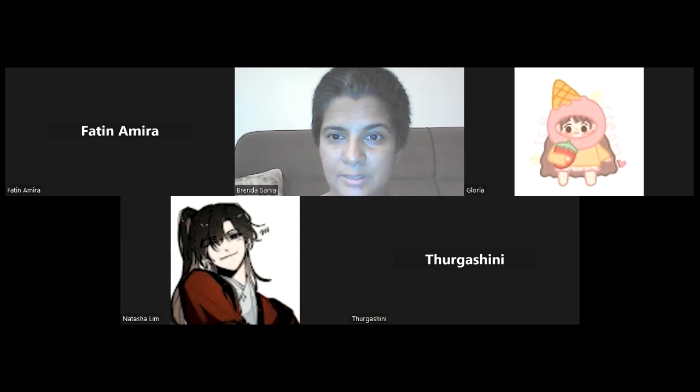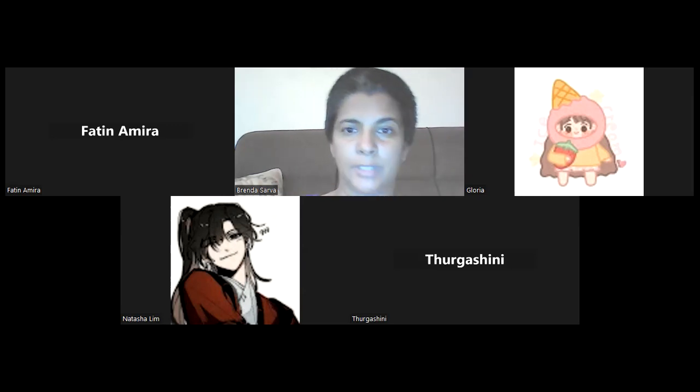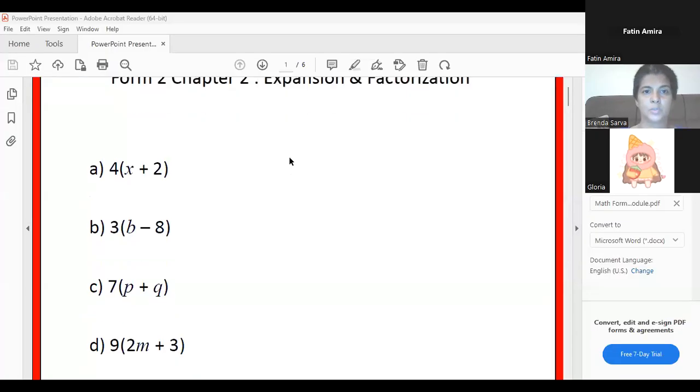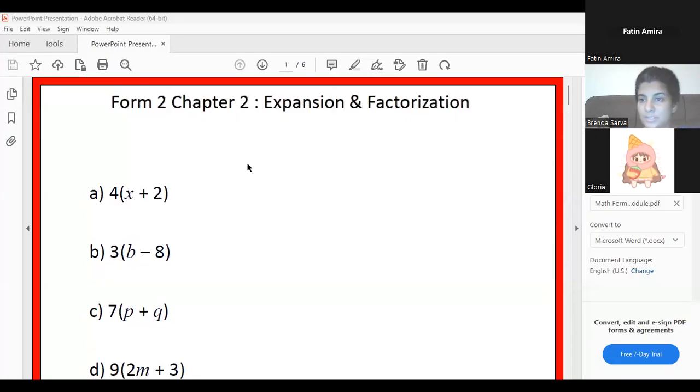So, let's see this chapter 2. Girls, can you see this module on your side? If you haven't printed it out, later you print it out. So there was this module. Can you see the screen now? Do you have this on your side? Expansion and factorization. It was given already. All right. Let's do this. This would be important. This would be very useful.